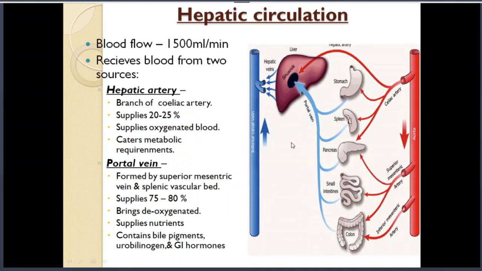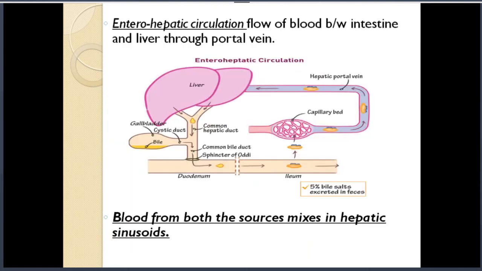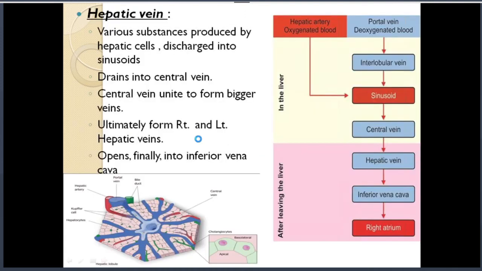The portal vein supplies 75 to 80% of the blood, but it brings deoxygenated blood from the superior mesenteric vein and splenic vascular bed, and it brings deoxygenated blood from all the digestive organs like stomach, spleen, pancreas, small intestine. And this blood that it brings to the liver, although it has less oxygen content, has very high nutrient content. It contains all the digestive nutrients. Then we have discussed the enterohepatic circulation to the portal vein.